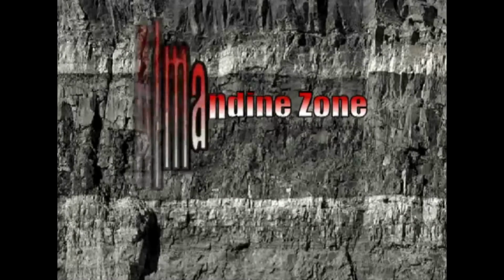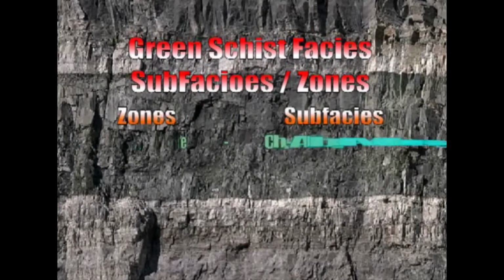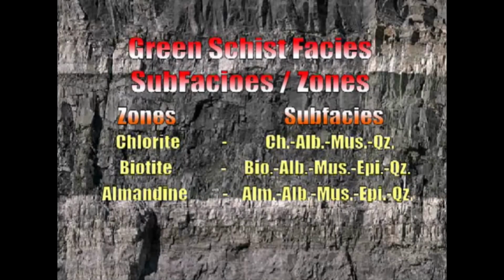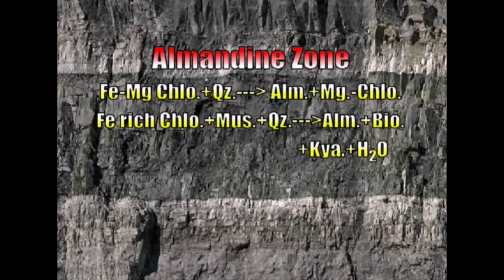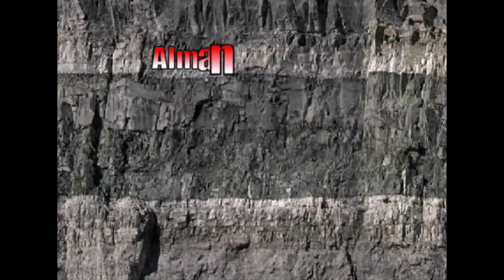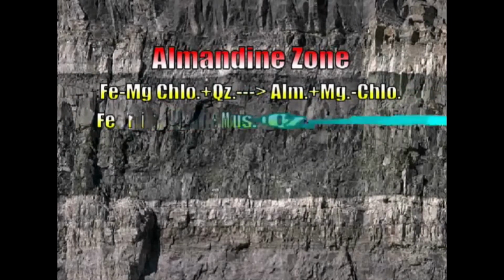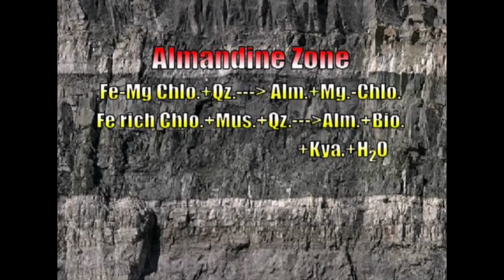Almandine zone, or quartz, muscovite, albite, almandine garnet subfacies. The garnet zone of the greenschist facies is recognized by the first appearance of almandine garnet by the following reactions. Fe-Mg chlorite plus quartz give rise to almandine plus Mg chlorite plus water. Fe chlorite plus muscovite plus quartz give rise to almandine garnet plus biotite plus or minus aluminosilicates plus water.